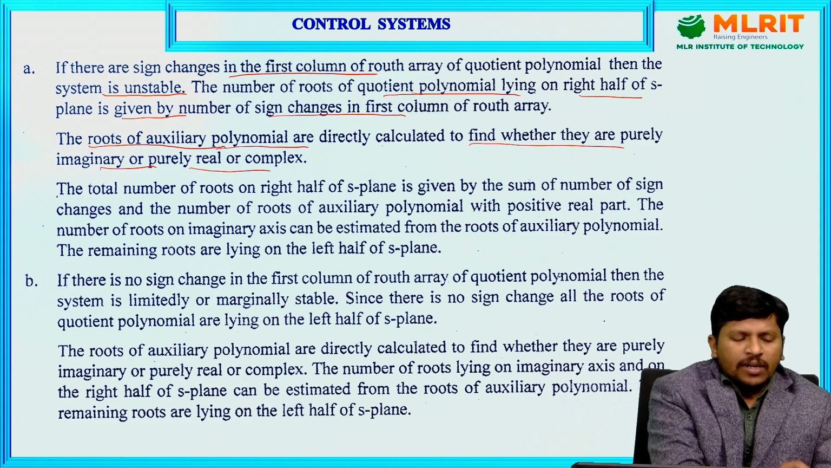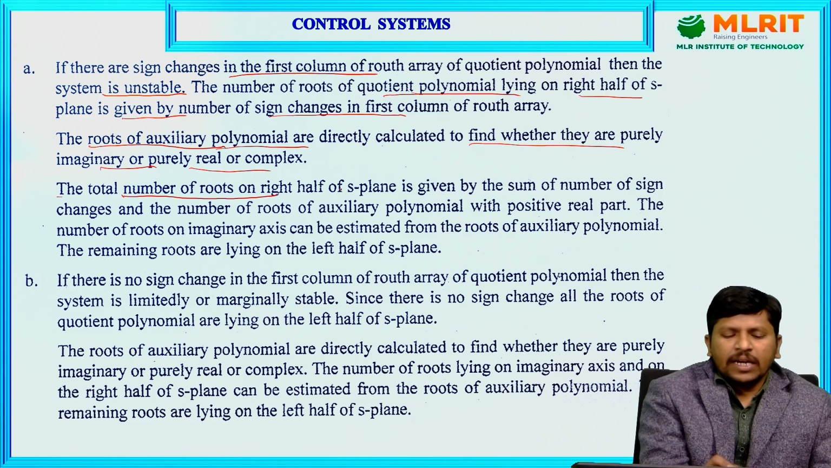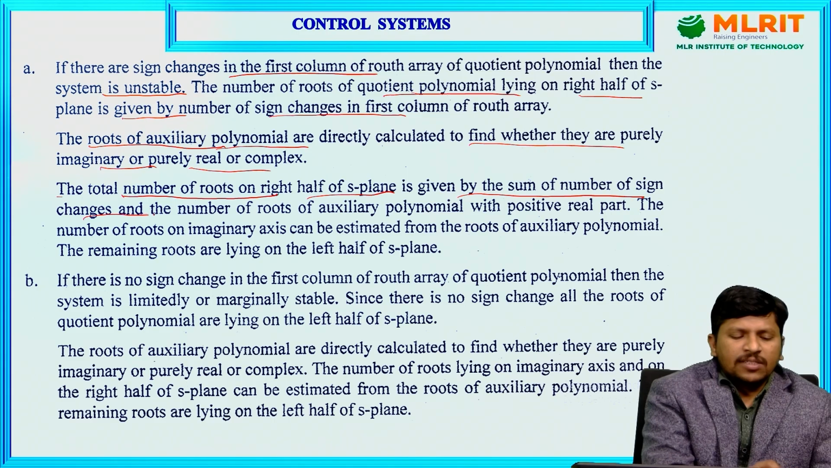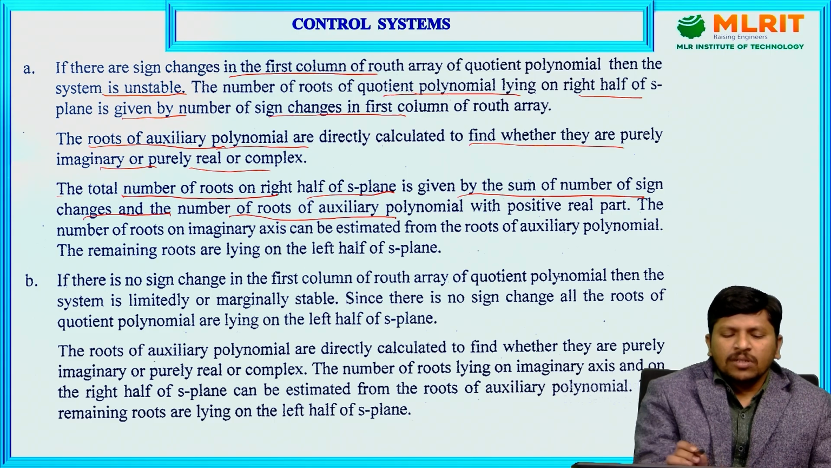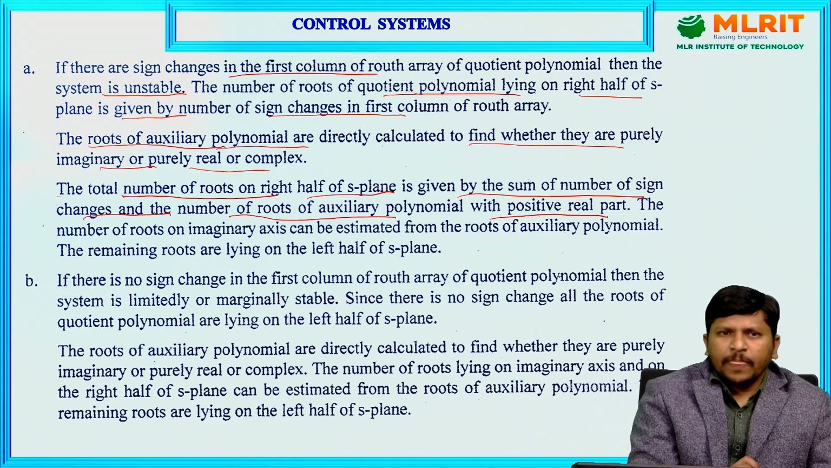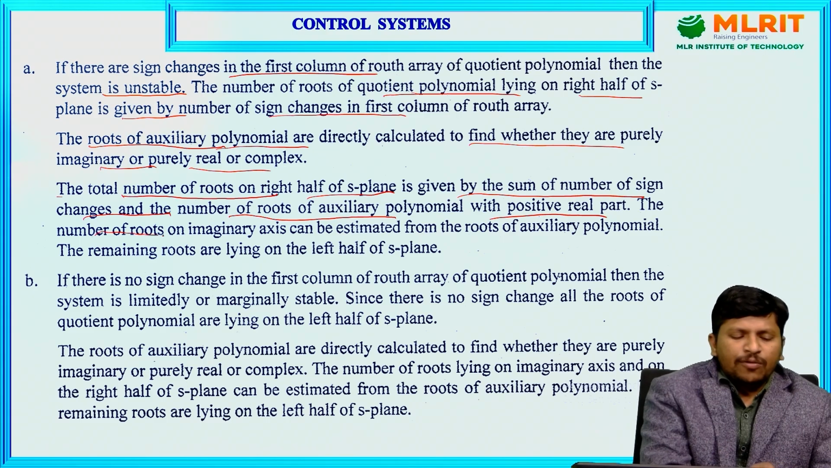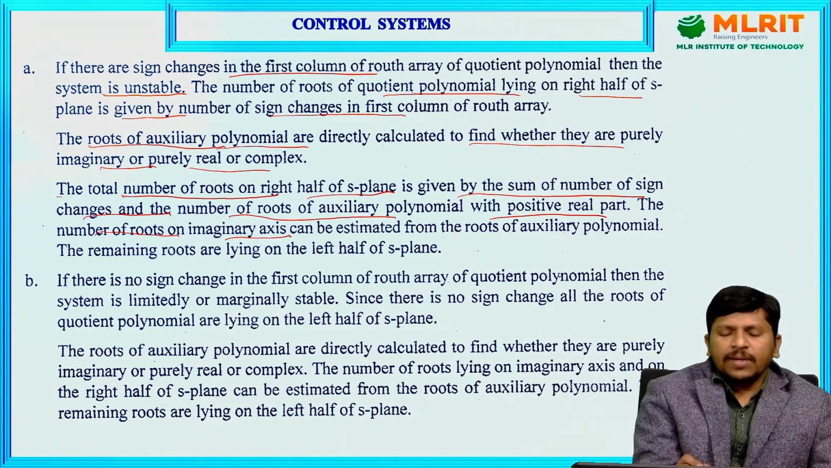So here next, the total number of roots on the right half of the s-plane gives the sum of the number of sign changes and the number of roots of the auxiliary polynomial with positive real part only. The number of roots on the imaginary axis can be estimated from the roots of the auxiliary polynomial. The remaining roots are lying on the left half of the s-plane, definitely.